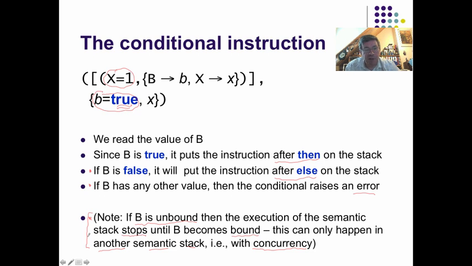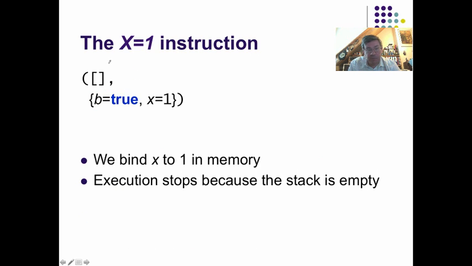So the next instruction to be executed is x equal 1. So we remove it from the semantic stack, and we then execute it, which binds x equal to 1 in memory. Notice that the semantic stack is now empty. That means execution stops. We have termination of our program.